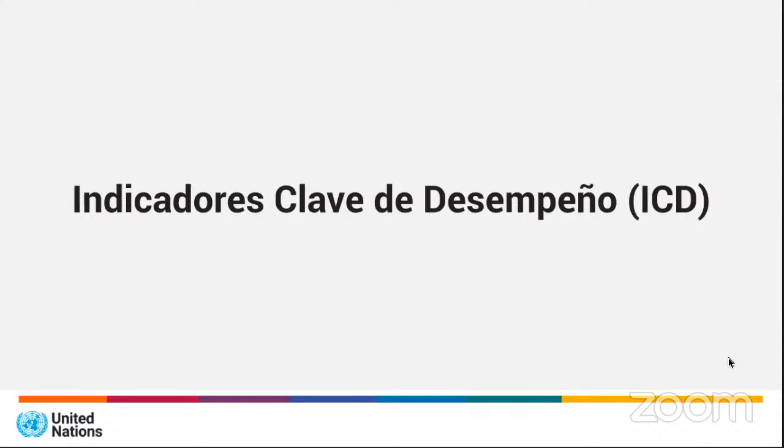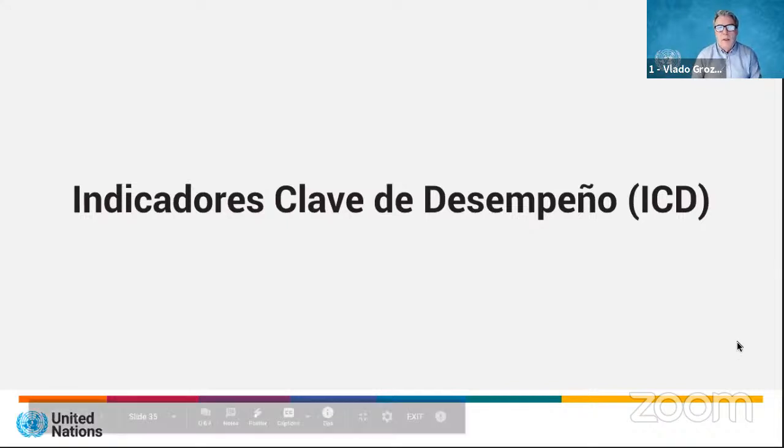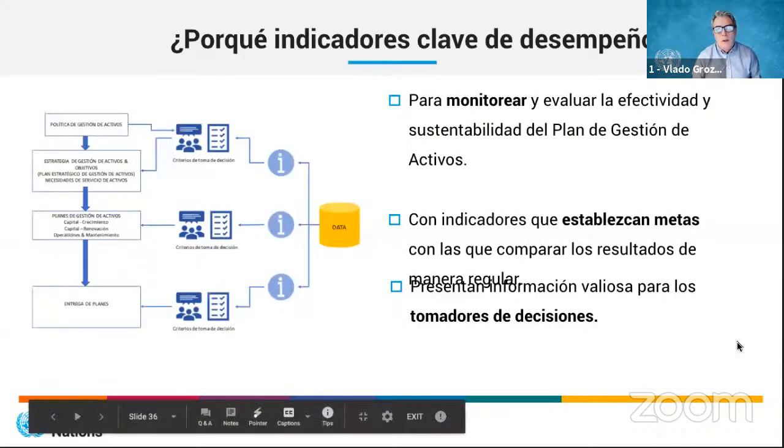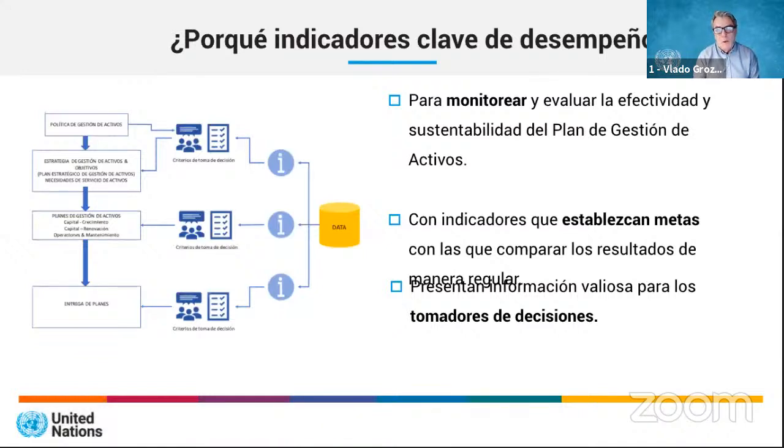Now we're going to discuss key performance indicators, why we need them, and what we have to do. Next slide, please. Why do we need the key performance indicators? We have to monitor and evaluate our asset management action plan, effectiveness, and sustainability.